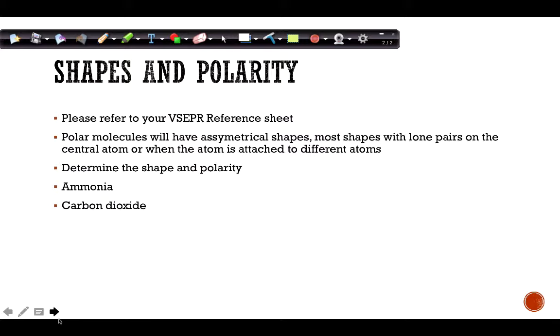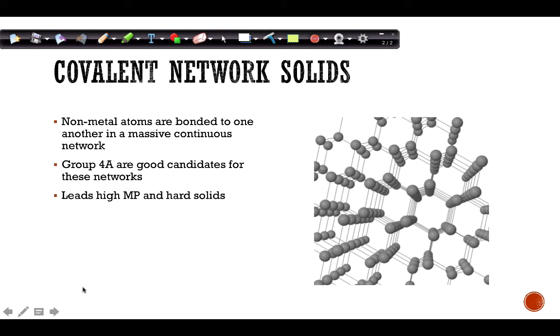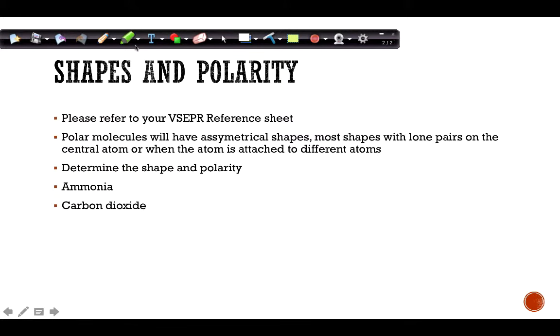All right, so I'm going to ask that if you're going to look up your shapes, you can refer to your VSEPR reference sheet. Now, when we're talking about polar shapes versus nonpolar shapes, polar molecules have an asymmetrical shape. And when we say that it has an asymmetrical shape, that means the dipoles do not cancel.